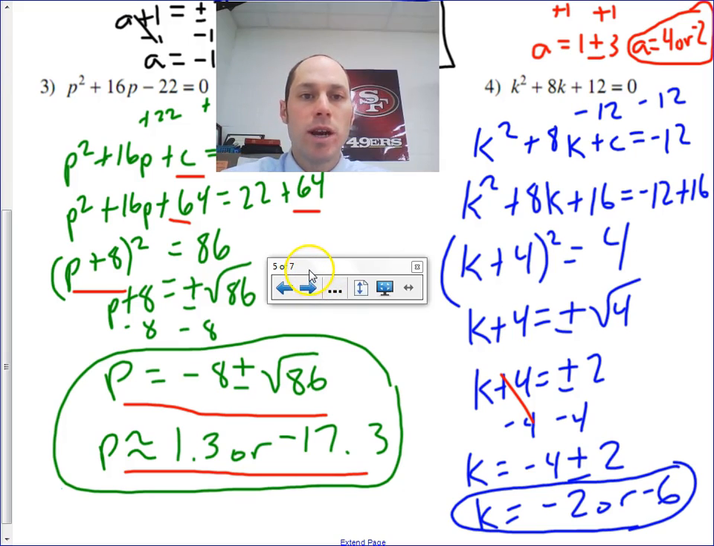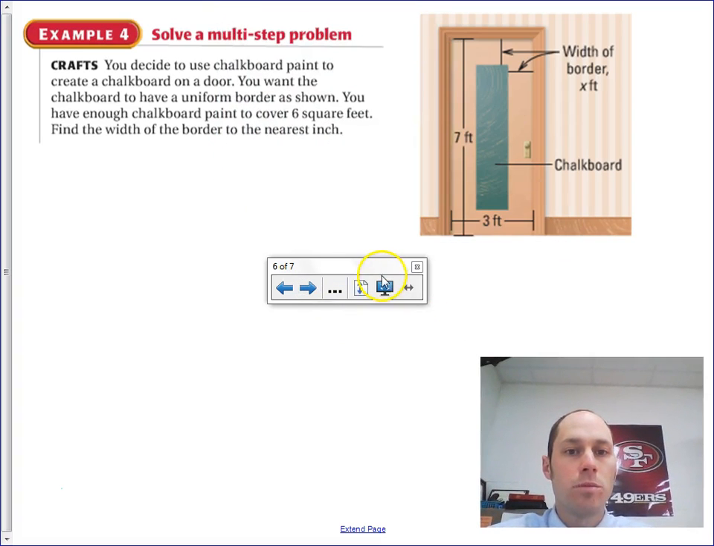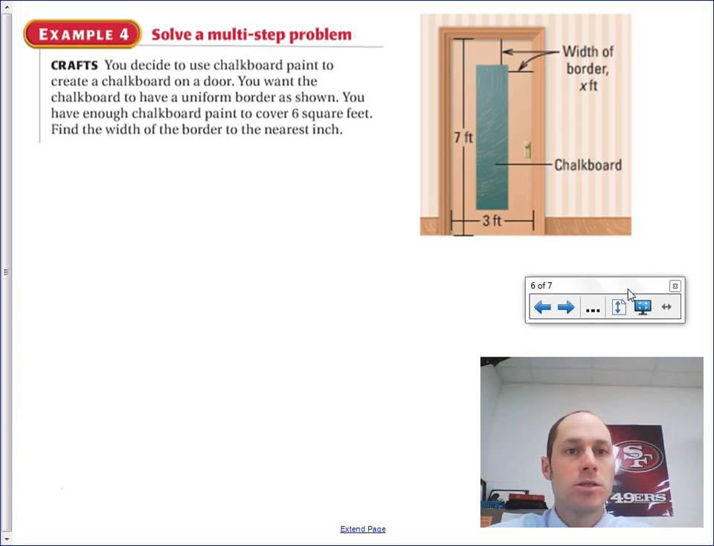Okay, so those are examples of ways that we can use the completing the square method. Here is a final way that we can do that. We've got a word problem that we can set up. It says we want to use chalkboard paint to create chalkboard on a door.